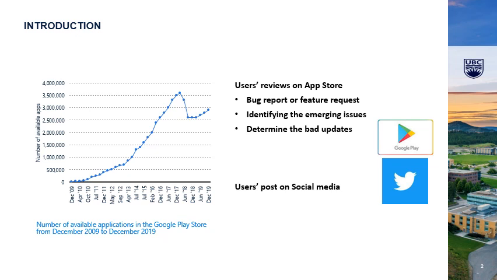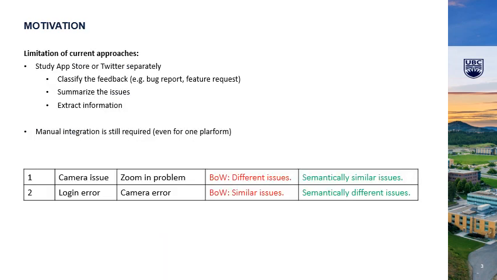It has also been shown that users post a lot about apps on different social media, specifically Twitter. Although there are a lot of works in the literature that study App Store or Twitter data separately or even in combination to classify the feedback, summarize the issues, or extract information, the semantic analysis of these reviews has been rarely explored.